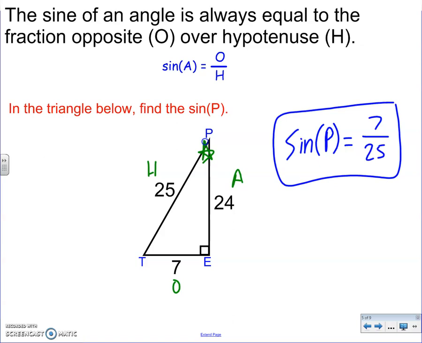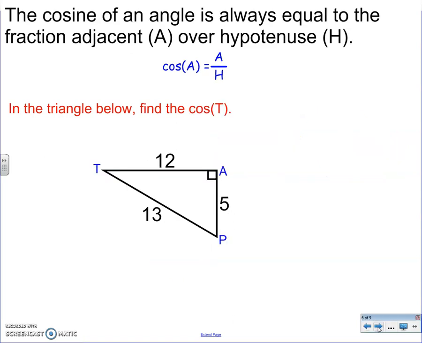All right, here's the next one. The cosine of an angle is always equal to the fraction adjacent over hypotenuse. So you'll see cosine of A is equal to A over H. So in the triangle below, find the cosine of angle T. So we're at angle T, label everything, hypotenuse, adjacent, opposite, HAO. We need to do A over H. That'll be 12 over 13. So the cosine of angle T equals 12 over 13. And that's it.